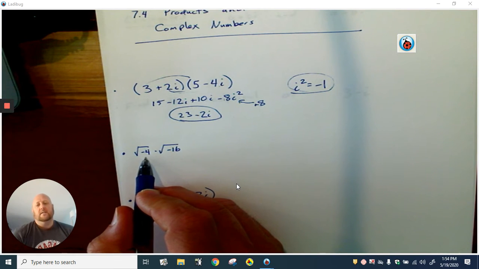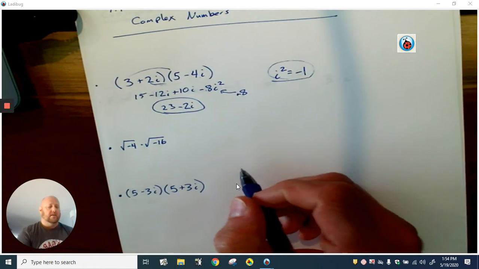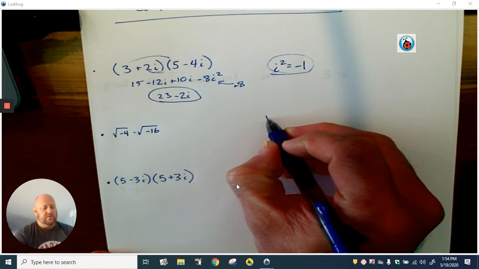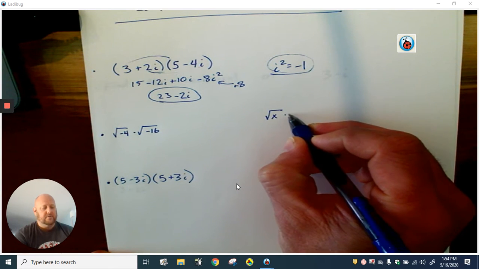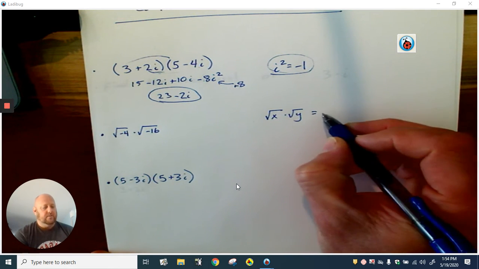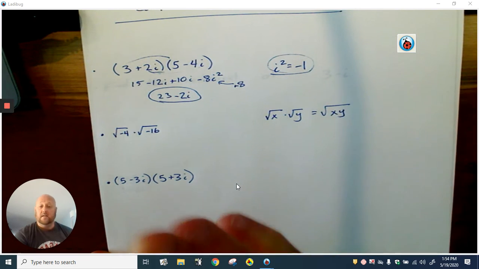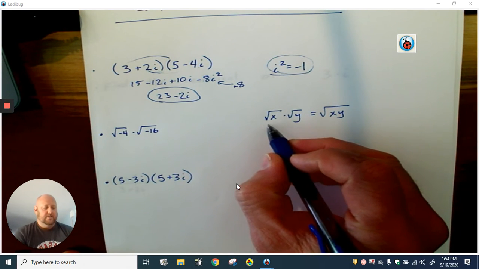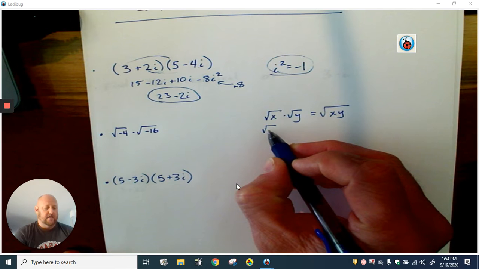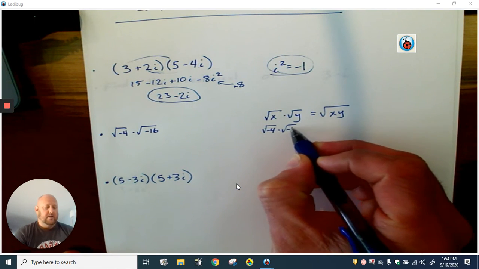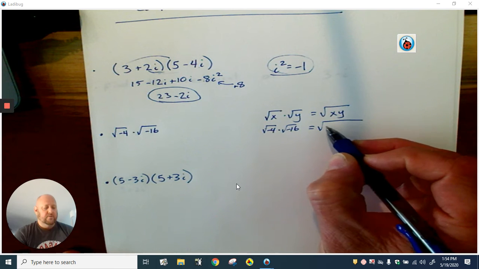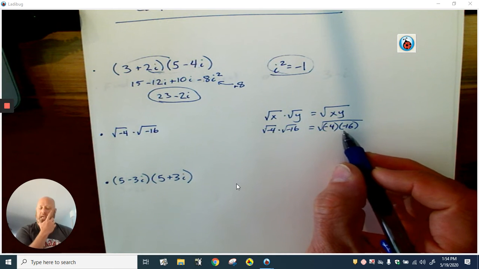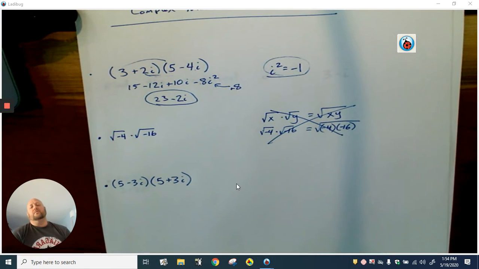Take something like this. Now, some people would think, because we do have a rule with radicals, that the square root of x times the square root of y is equal to the square root of xy, right? That is a rule that we've established as fact. And they would think because of this rule that we could do something like the square root of negative 4 times the square root of negative 16 is equal to the square root of negative 4 times negative 16, where the negatives would cancel. But you're actually not allowed to do that.